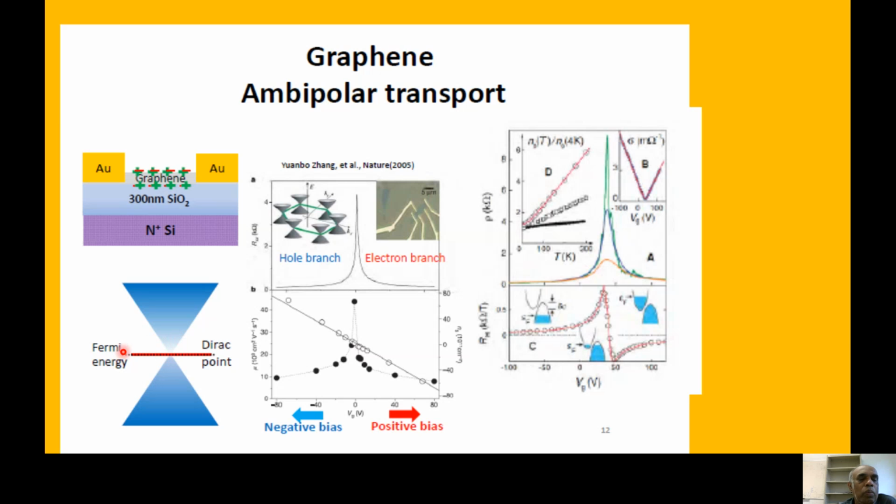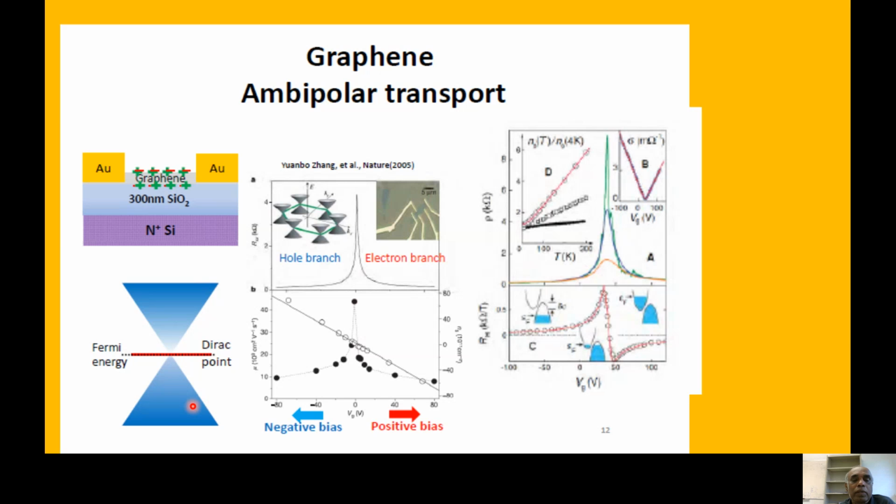I can dope with electrons so that the Fermi energy can be moved into the conduction band, or I can dope with holes, which will move your Fermi energy into the valence band. But you can move from one band to the other band through the Dirac point. So that's what this one shows here. Here you can see the Fermi energy is at the 0 point.